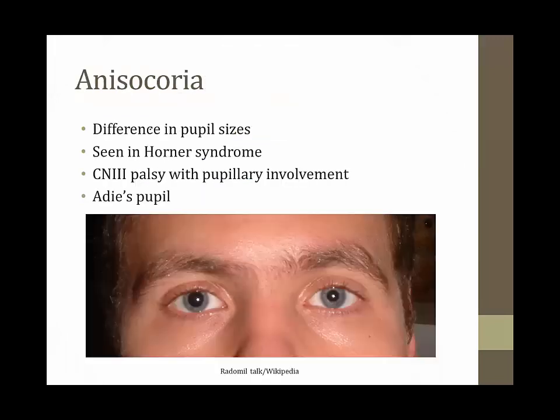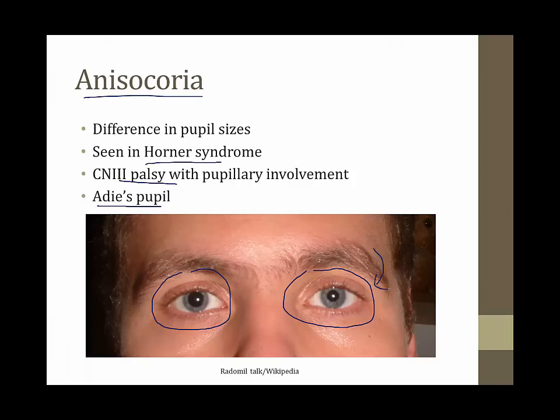The Horner syndrome is one of many causes of anisocoria, which is a difference in size of the pupils. If you look at this picture on the screen, this man has a large pupil on one side and a small pupil on the other. That is anisocoria. This can be seen in Horner syndrome. It can also be seen in cranial nerve 3 palsy with pupillary involvement. You can also see it in Adie's pupil. Depending on the cause, either the large or small pupil may be the abnormal one. So in Horner syndrome, the small pupil is the one that is abnormal. In a patient who has a cranial nerve 3 palsy or Adie's pupil, it is the large pupil that is the abnormal one.